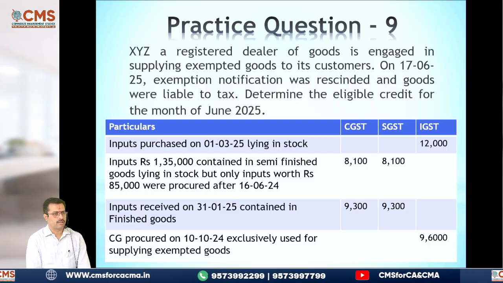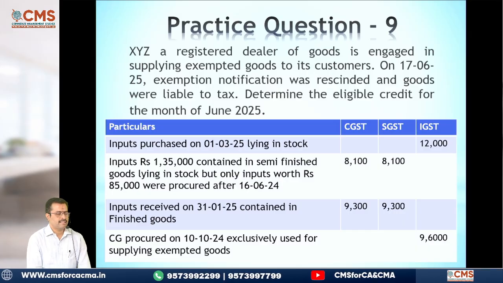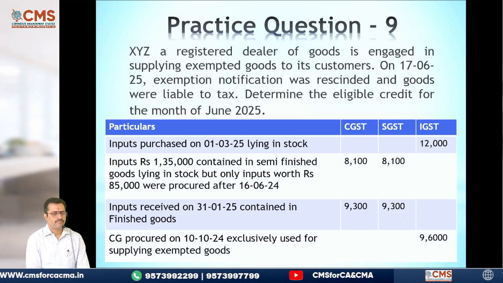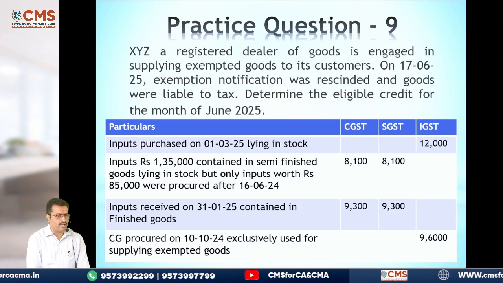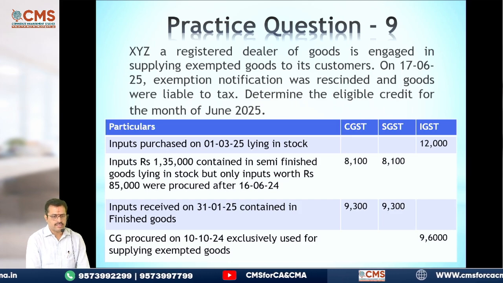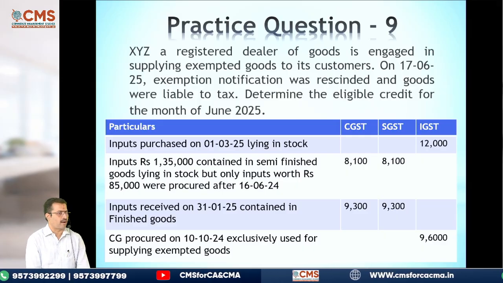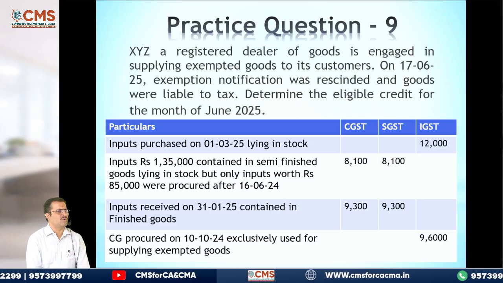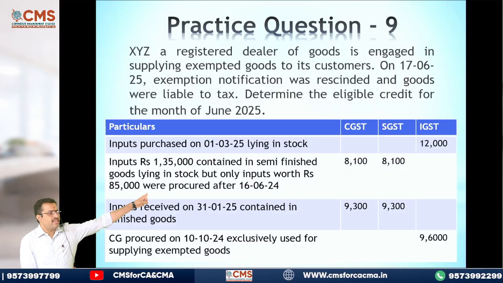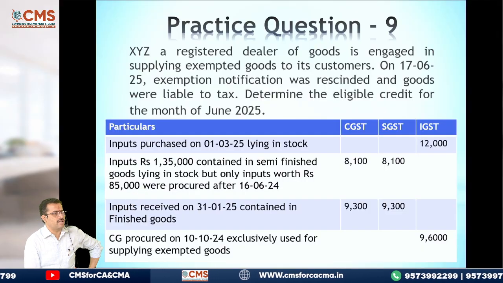IGST column, put 12,000 over. See the second point, what is he saying? Inputs worth rupees 1,35,000 contained in semi-finished goods lying in stock, but only inputs worth rupees 85,000 were procured after 16th June 2024. Why is he telling 16th June 2024? Because when did the supply become taxable? Please see the date: 17th June 2025.